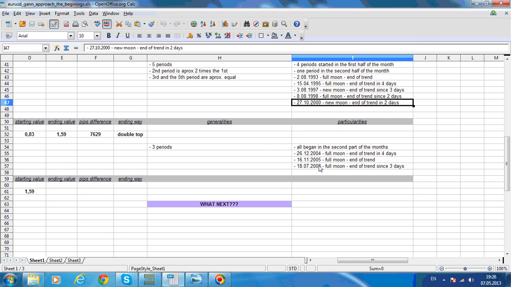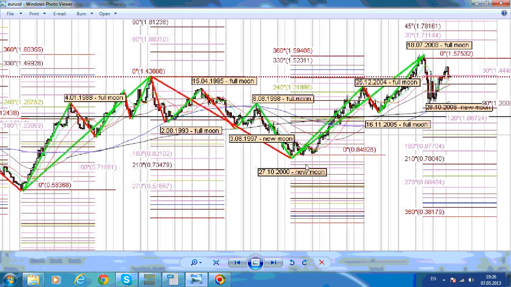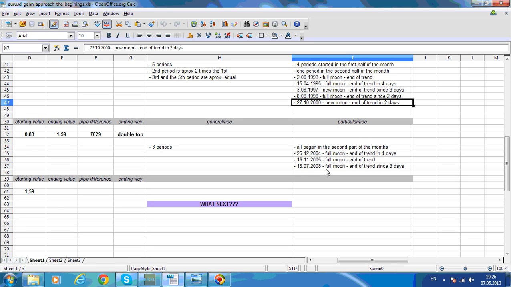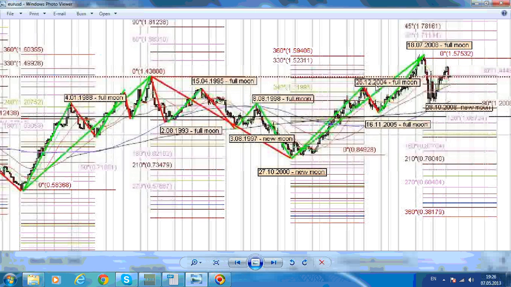Then you have another move to the upside that began, and again on this move, you might say that the end of trend was in 4 days, exactly when the full moon was happening, and then the end of trend in 3 days. And these are the 3 turning dates that are represented in here.